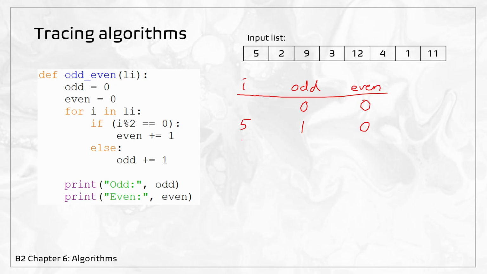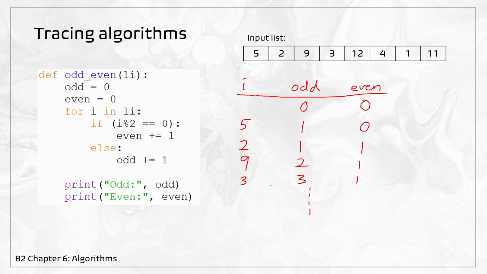Now moving on to the third row, i takes the value 2, because 2 is the next input. Now, if 2 modulus 2 is equal to 0, then increment even by 1. And 2 modulus 2 is indeed equal to 0. So odd stays at 1, and even increments by 1. And now we can keep going for each subsequent element inside of the list. So 9 would increment odd by 1, and 3 would increment odd by 1 again, and so on. We can do this for each element in the list to complete the trace table. By using trace tables, we can pinpoint where errors happen, analyze how variables change over time, and understand how an algorithm works.